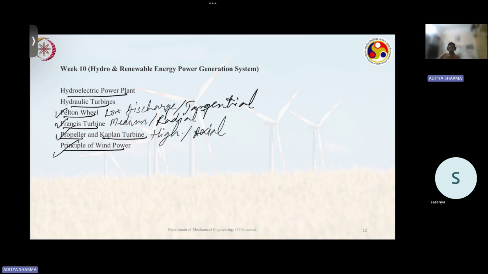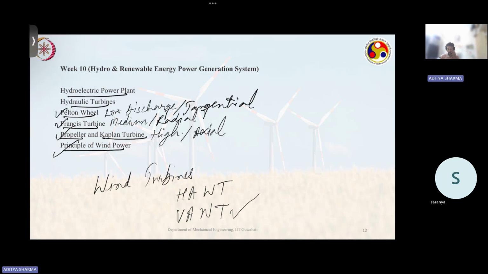Then there is your wind energy, right? For which you use wind turbines. So wind turbines also are horizontal axis wind turbine and vertical axis wind turbine, right? So vertical axis wind turbines are not suited when the winds are very heavy, right? It cannot take heavy winds. On the other hand, your horizontal axis wind turbines can take heavy winds, right?